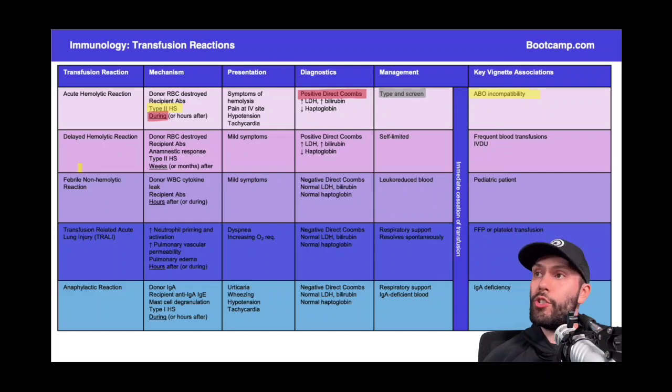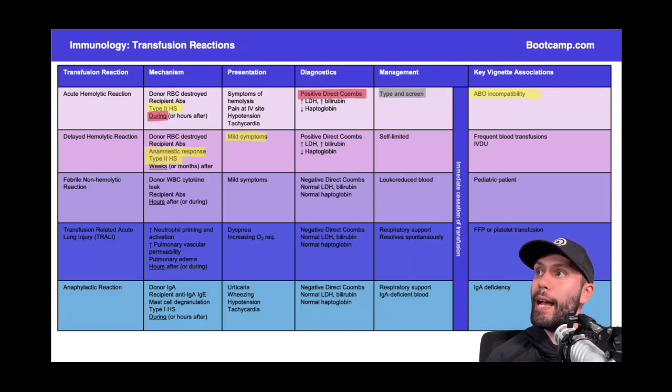When we're talking about delayed hemolytic reactions, we're usually talking about the minor antigens that are going to be causing a lot of the responses. And for that reason, we think of this as having more of the mild symptoms. Again, an anamnestic response is very classic. It's going to take repeated exposures to generate that response. It's also a type 2 hypersensitivity, very similar pathophysiology to the acute hemolytic reaction.